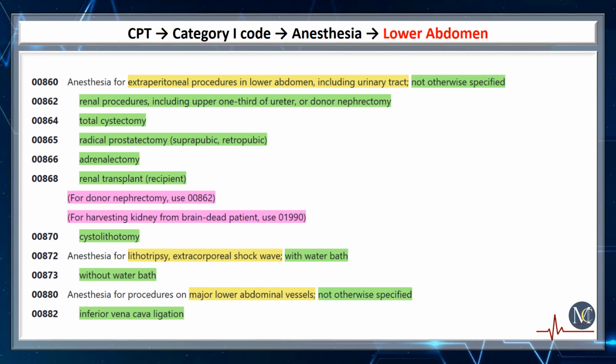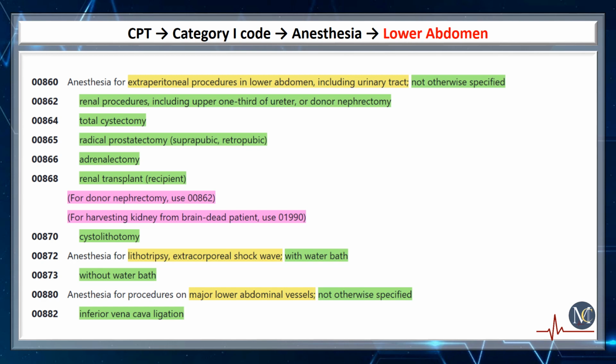Next code is 00865. Radical prostatectomy, suprapubic or retropubic. In the suprapubic approach, the front wall of the bladder is opened and we remove the enlarged center of the prostate through this opening in the bladder. In the retropubic prostatectomy, the prostate is removed through an incision in the wall of the abdomen. The provider performs anesthesia services for a patient undergoing removal of prostate and some of the surrounding tissues.